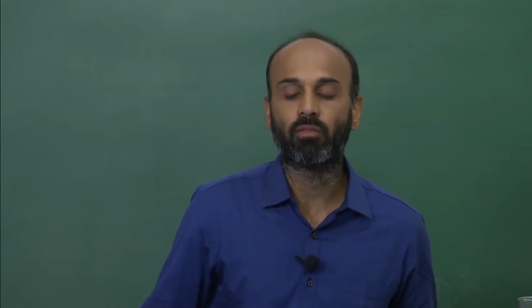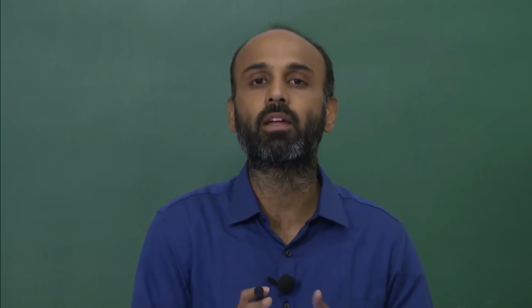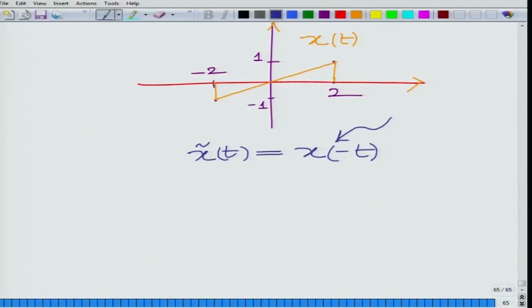Now, we can approach this as follows in a very simplified fashion. The first thing that we will try to do is we will define a new signal x tilde of t which is equal to x of minus t, and as you know x of minus t simply corresponds to flipping the signal about the y axis, that is taking a mirror image about 0. So, we are flipping about 0, okay.